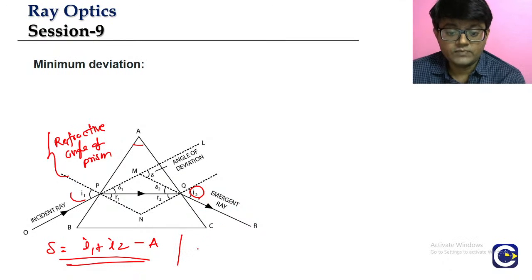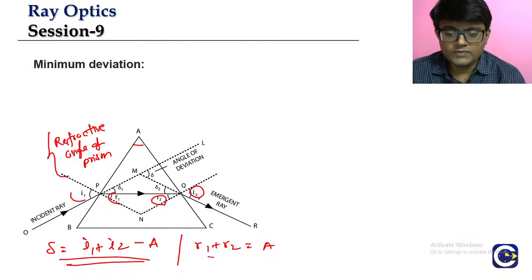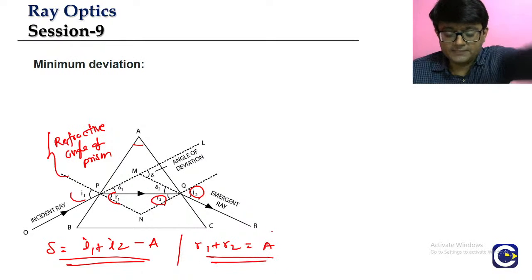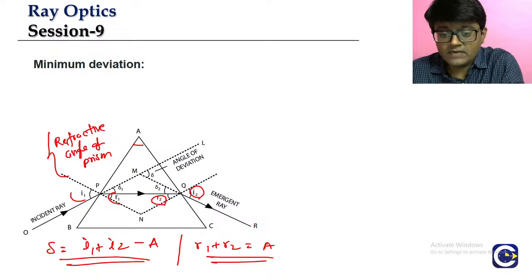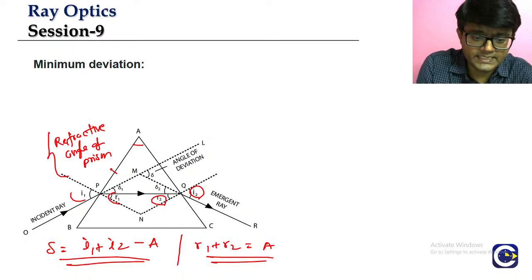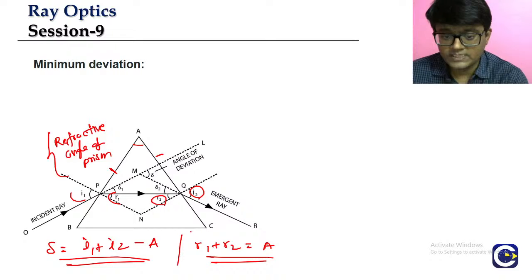In fact, we also did this one. The A value will be equal to R1 plus R2. R1, R2 are the angles made by the light ray with the normals inside the prism. So R1 plus R2 will be equal to A. Now for a prism, the consideration is generally that the prism is isosceles, which means this side is equal to this side. Our discussion will be for the isosceles prism.